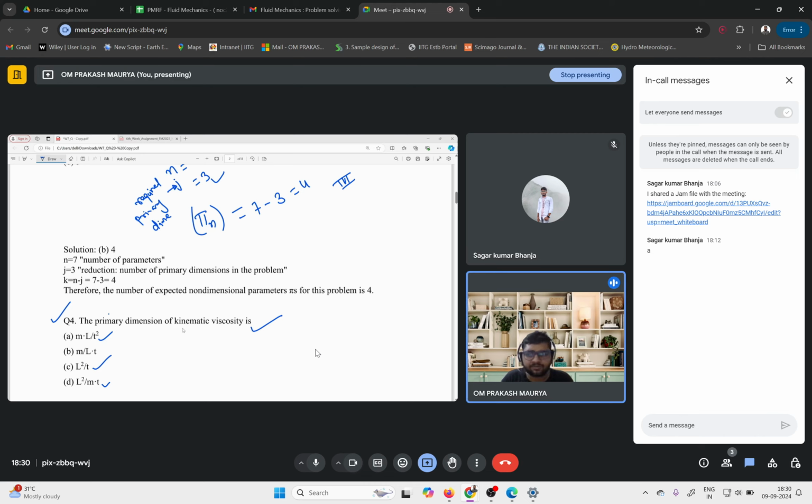If you do not know the dimension of viscosity or kinematic viscosity directly, you can derive it from your basic fundamental equation of Newton's law of viscosity and your definition of kinematic viscosity. Use these two things, then you can derive and write the equation. Within 2-3 minutes, you can easily derive the unit of kinematic viscosity.